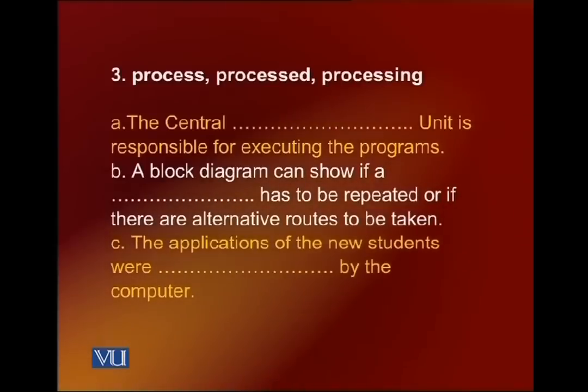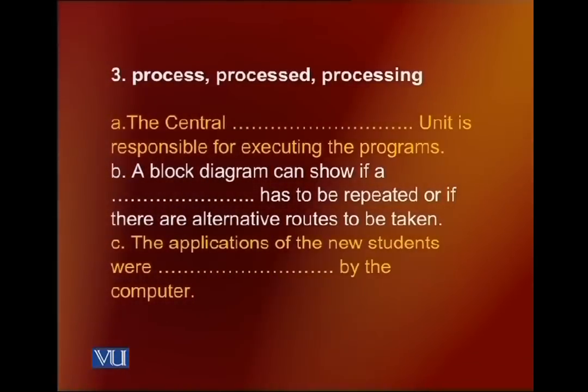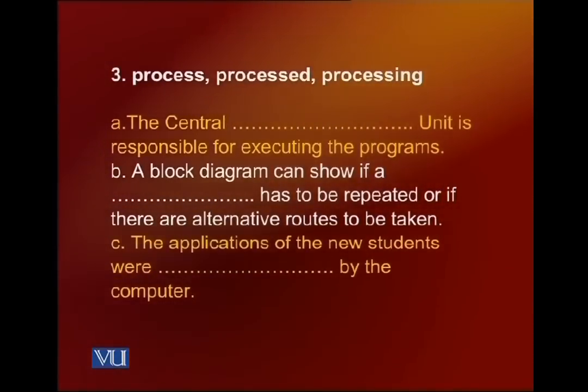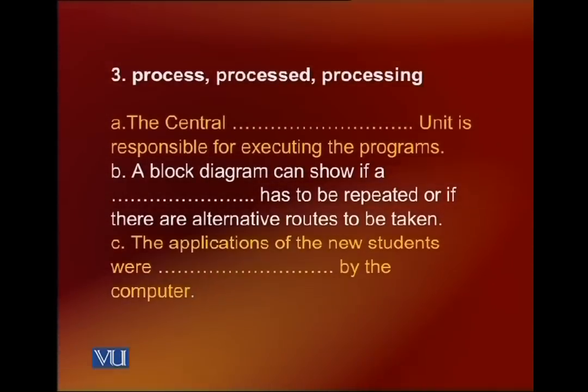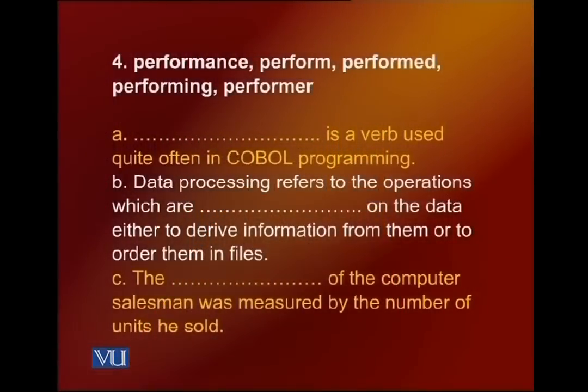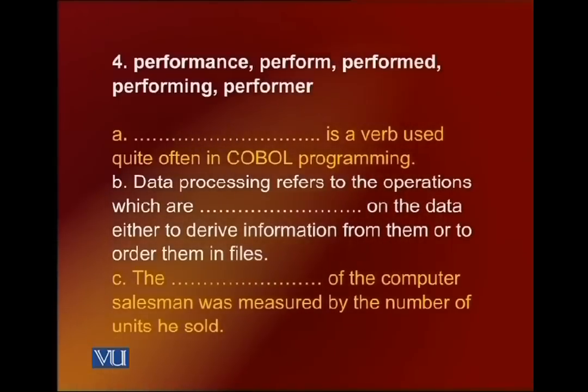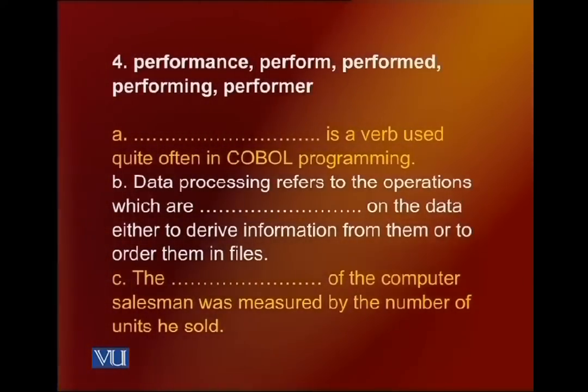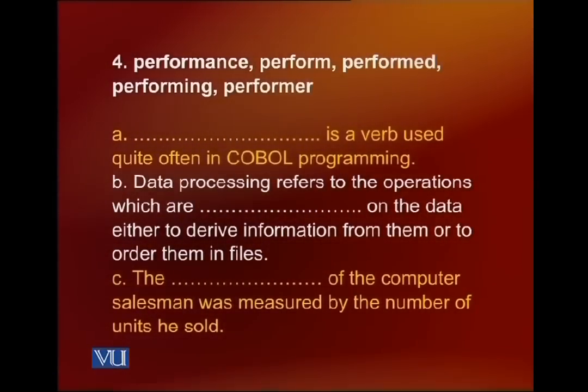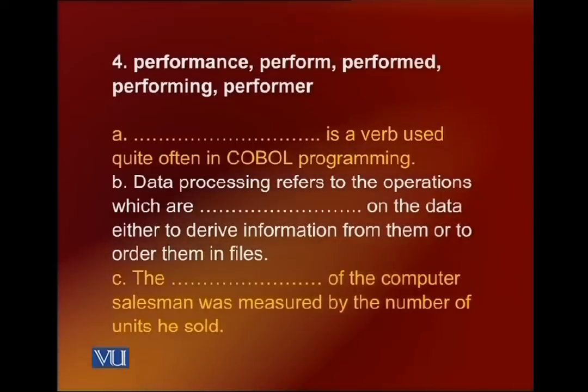Sentence C, the applications of the new students were dashed by the computer, were processed. You've got the hint, there is that verb were. So it is were processed. The fourth group of words are performance, perform, performed, performing, performer.